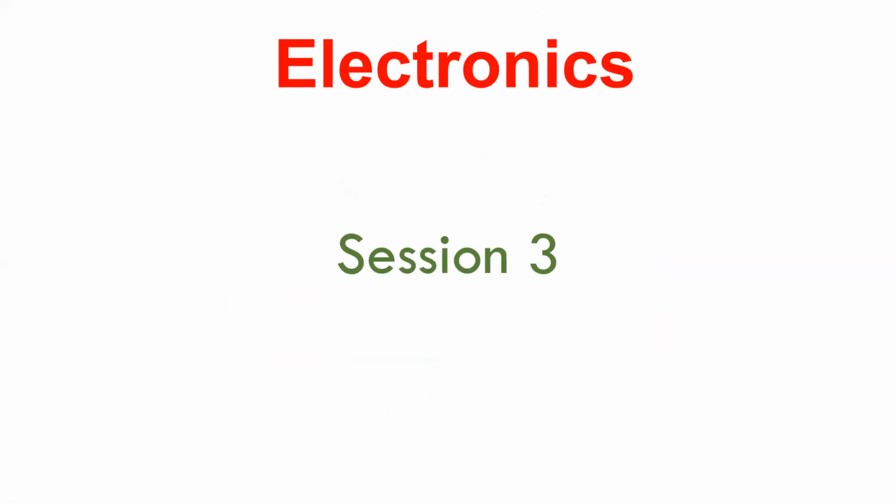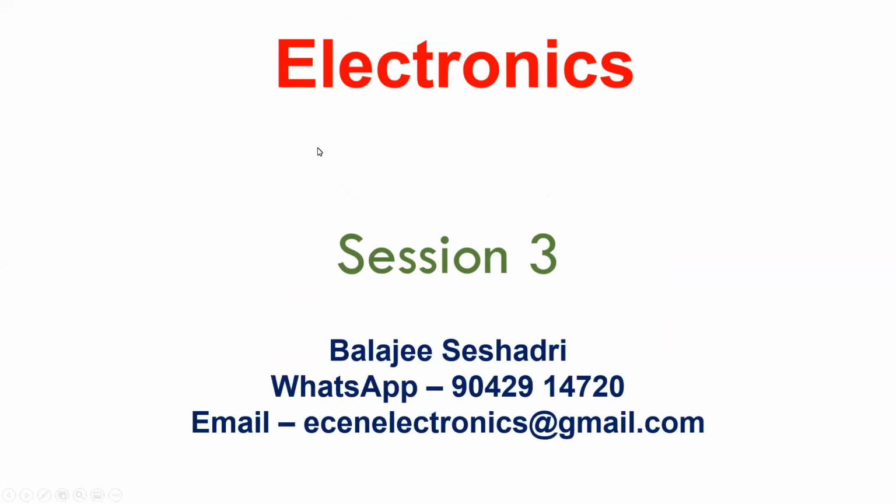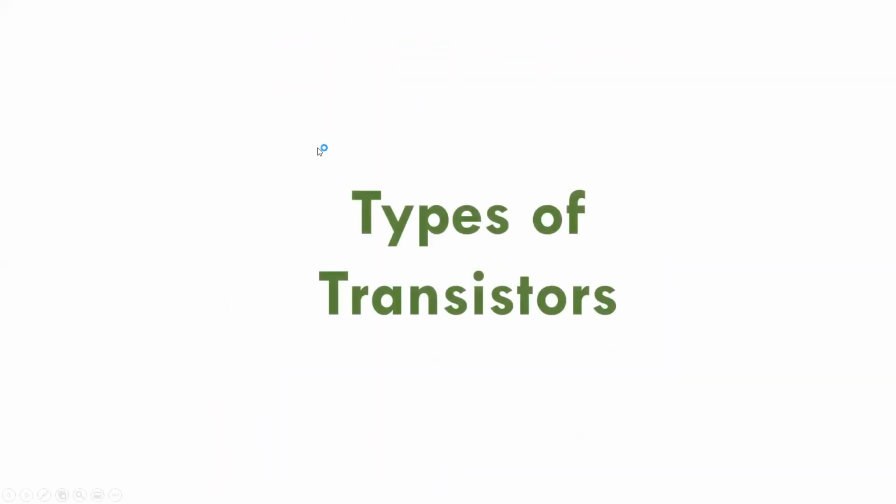The last two sessions we discussed what is electronics and what are the electronic components. And in this session we are going to discuss a very important component of electronics, that is the transistor. The last session we discussed what is a transistor, and this session we are discussing the types of transistors. Why are there so many types?